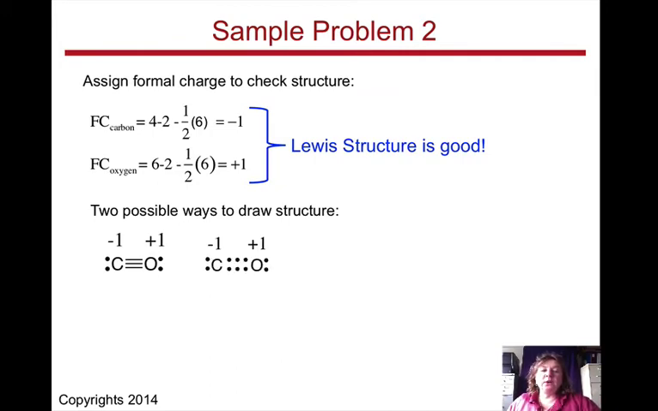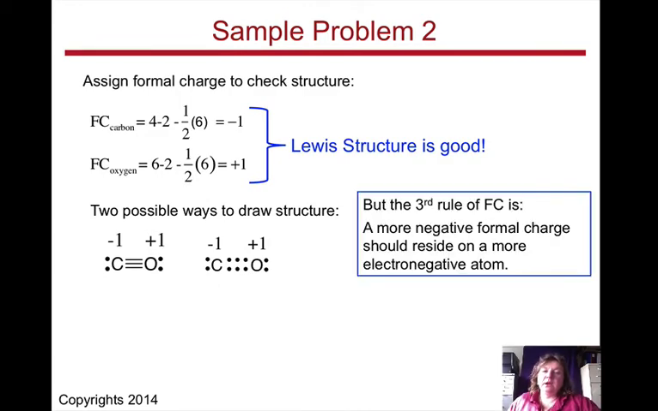And you're like, why don't we get rid of our charges? There's no other way to draw this structure to get rid of those charges. The third rule of formal charge is a more negative formal charge should reside on a more electronegative atom.